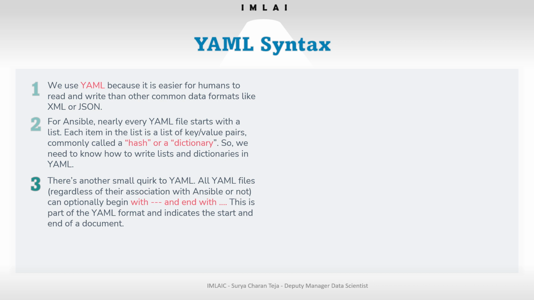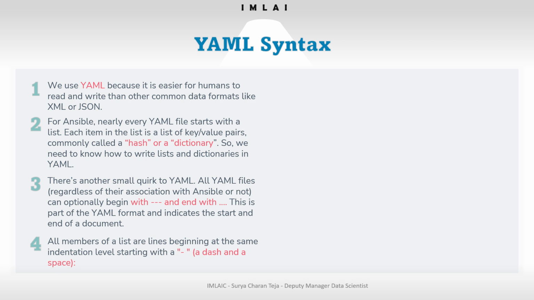Normally all members of a list are lines beginning at the same indentation level, starting with a hyphen and a space. That is very important. That's it. Then you arrange the item: indentation, then a dash, then a space, then the item name. That's how YAML syntax works.